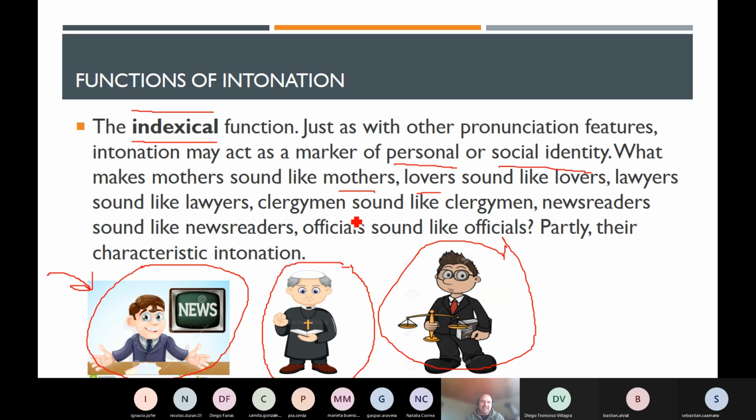Okay, and you can easily tell who is the news anchor, who's the priest, who's the lawyer, who's the doctor, who's the teacher, who's the nurse, who is speaking like a mother to a child. Okay.